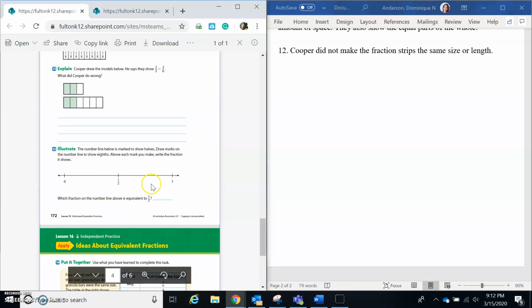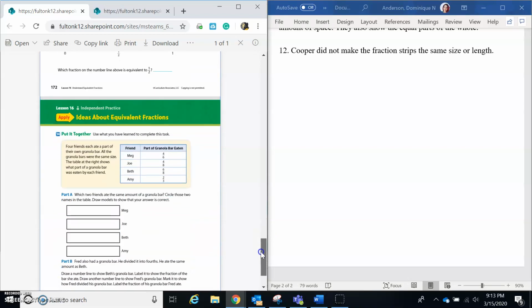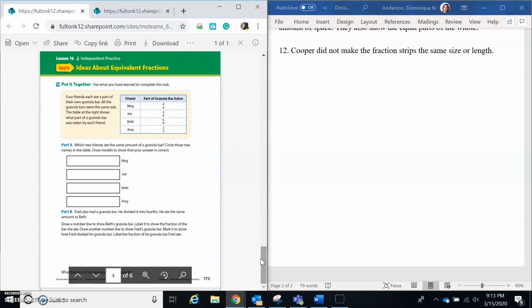You may want to do this on a separate sheet of paper first, or even if you have scratch paper, fold one into half, and then fold another paper into 8ths, and put them on top of each other to help you kind of label, and then answer this question. And lastly, you're going to do this independently.